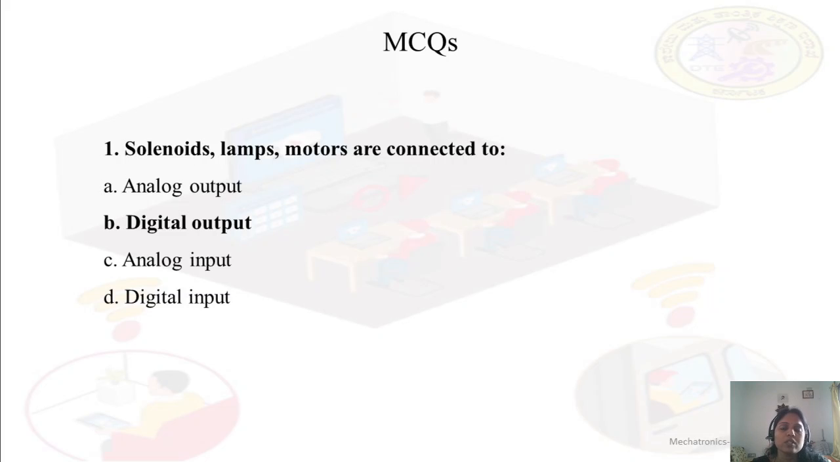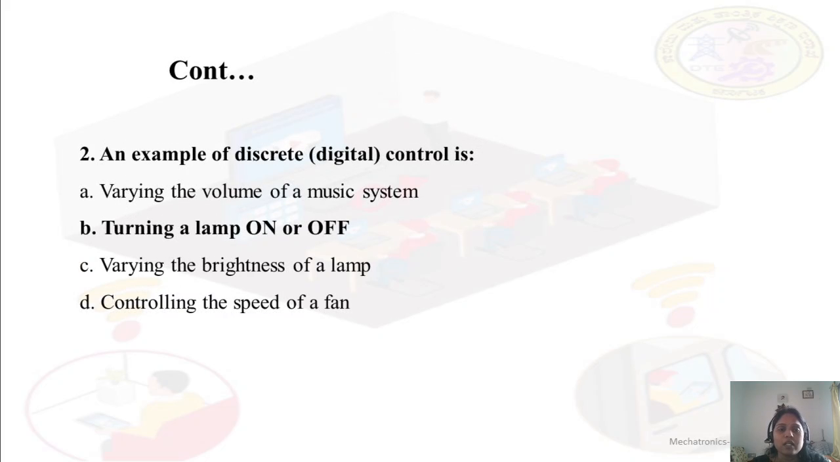Solenoids, lamps, motors are connected to whether it is analog output, digital output, analog input or digital input. Solenoids, lamps and motors are all digital outputs. Second one, an example of discrete or digital control is varying the volume of a music system, turning a lamp on or off, varying the brightness of a lamp, or controlling the speed of a fan. Digital means it will have only two states, 0 or 1, on or off. So it is turning a lamp on or off.